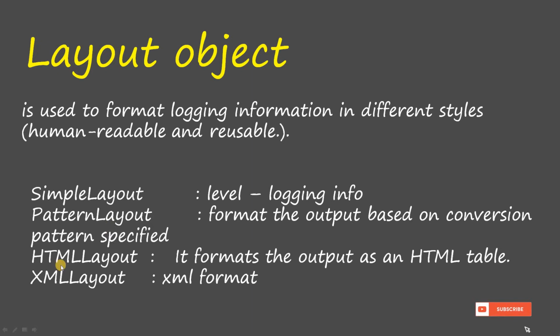The next one is HTML layout, which formats the output as an HTML table, and the next one is XML layout. I hope it is clear that Log4j provides three objects: logger object, appender object and layout object. The logger object captures the logging information, the appender object publishes the information, and the layout object formats the logging information.